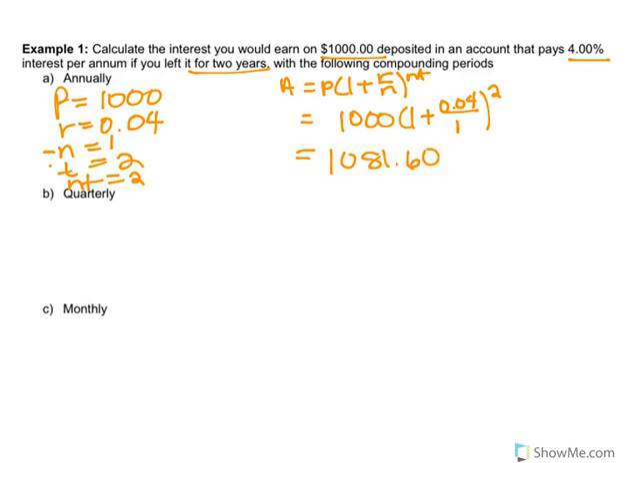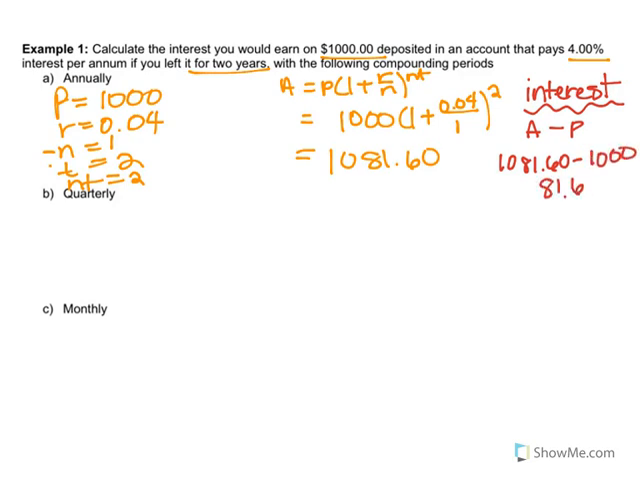So you should get $1,081.60. To figure out how much of this is interest, with compound interest you cannot use IPRT. You have to take A and subtract P. That's the only way to do it. So $1,081.60 minus $1,000. So it's obviously you made $81.60 in interest.